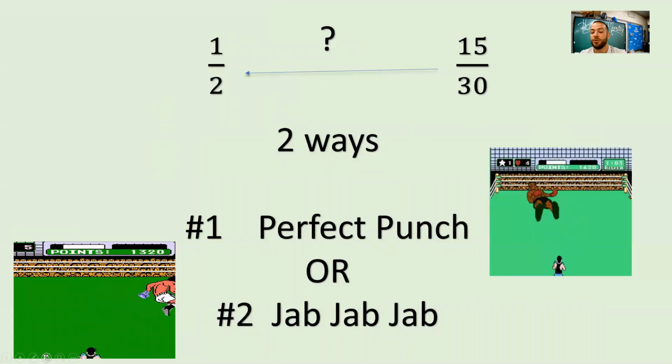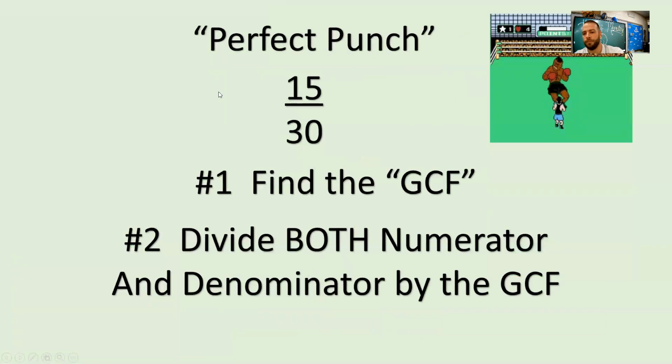So I'm going to teach you how to get the perfect punch to make the fraction simplest, or you can use the jab, jab, jab method, and that too will take your bigger numbered fraction and find its smallest equivalent form. First, I will show you the perfect punch. Now, if I show you the perfect punch, here are the rules. They have those nasty math vocabulary terms.